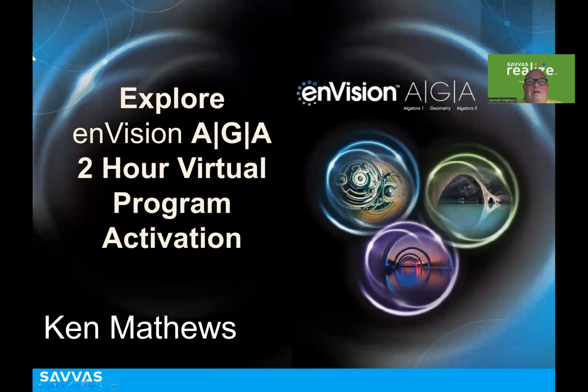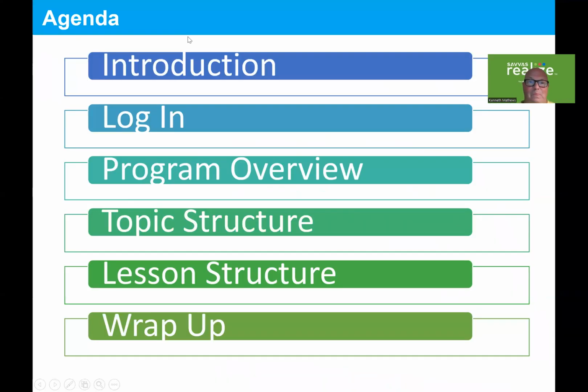So as I said before, I'm Ken Mathews, and we're going to be exploring Envision's AGA. AGA stands for Algebra 1, Geometry, and Algebra 2. And this is about a 2-hour program that teaches you how to activate the program. So it'll get you getting students going with the beginning of your school year. There are 6 parts to this program.